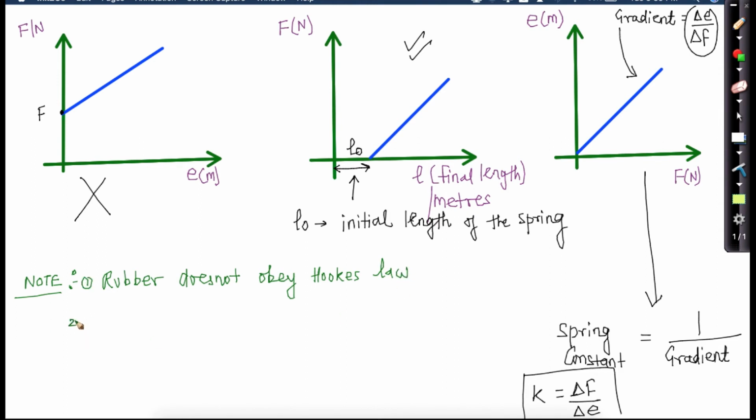Second note, between rubber and steel, steel is more elastic than rubber.